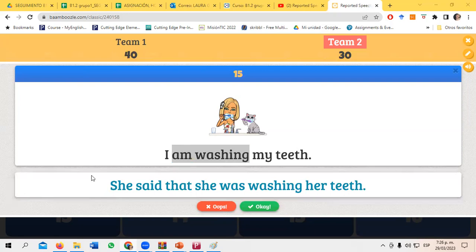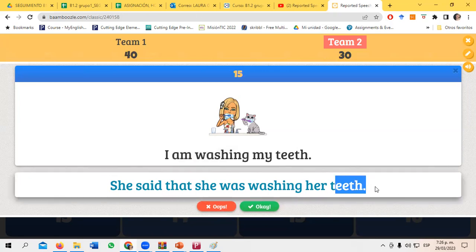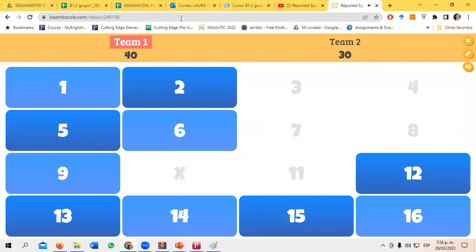All right, guys, pay attention to the pronunciation of the word teeth. It's always the sound at the end. We don't say "tee," just "teeth," all right? Pay attention to that pronunciation. So she said that she was washing her teeth. No points, sorry. For group number 1, let's listen to Jose.